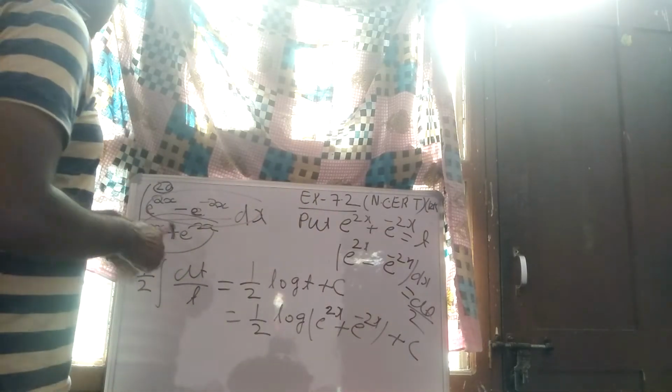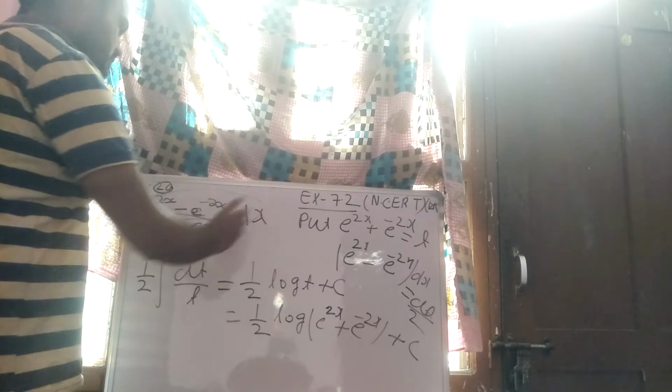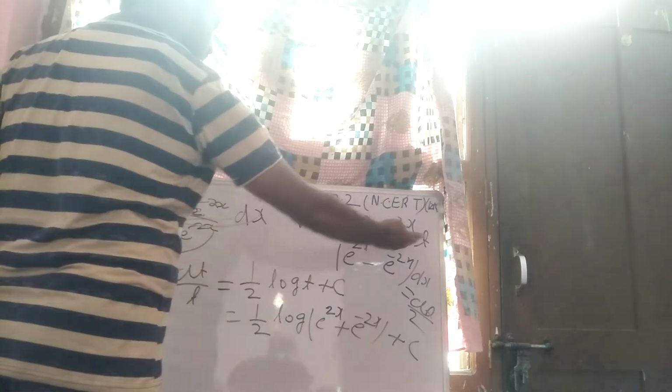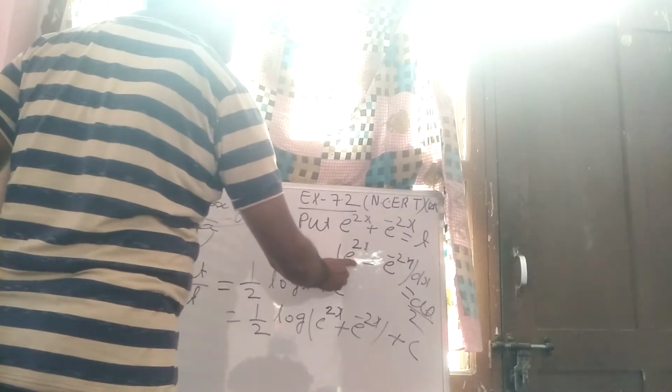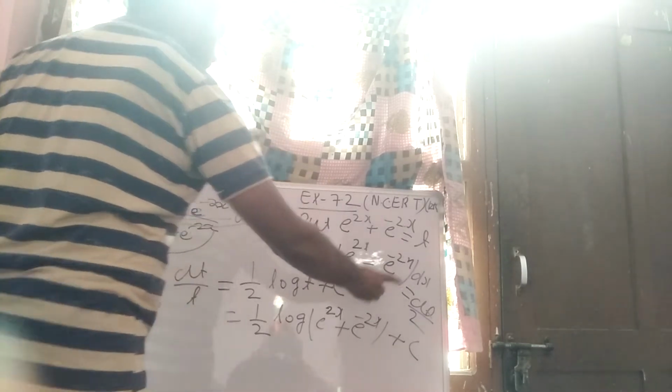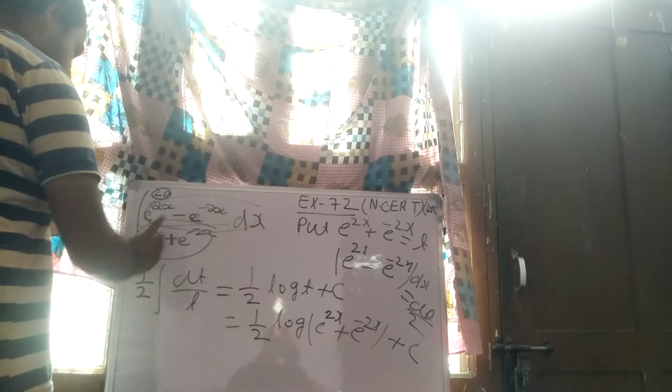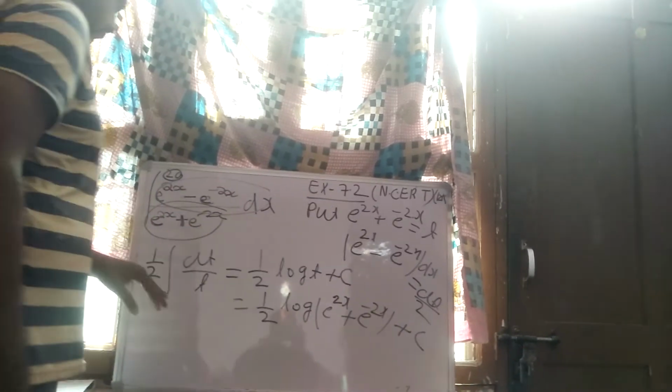This is the question. We have to substitute e to the power 2x plus e to the power minus 2x equal to t. Put. Then 2 is common, e to the power 2x same to same, minus e to the power minus 2x into dx. This is equal to dt upon 2, and then 1 upon 2.